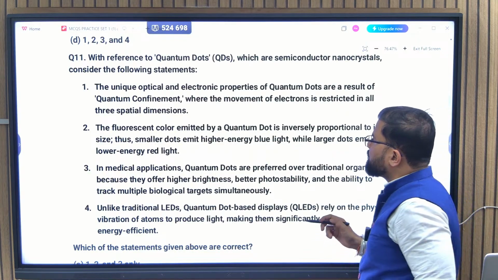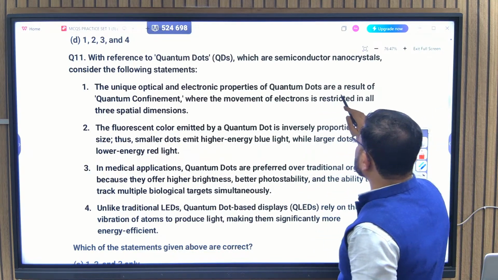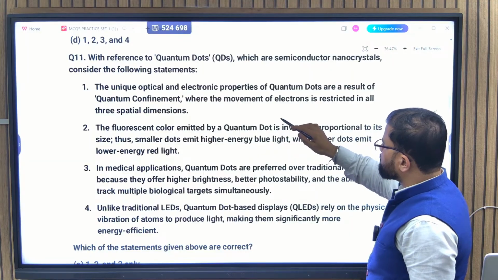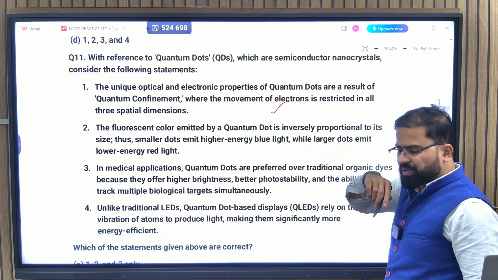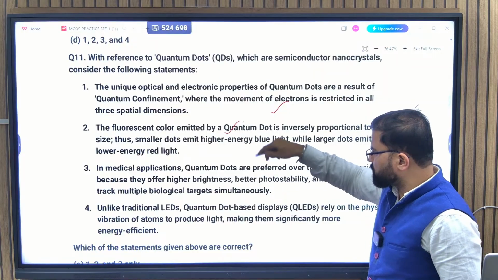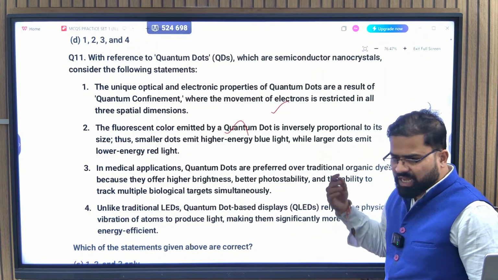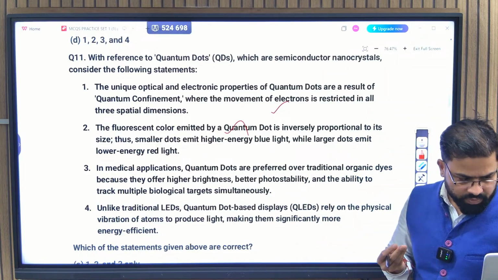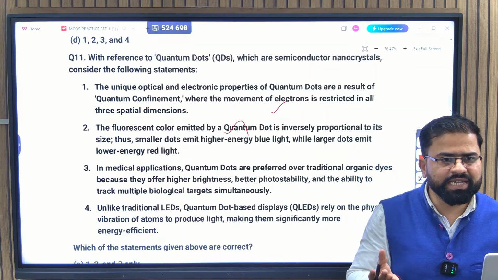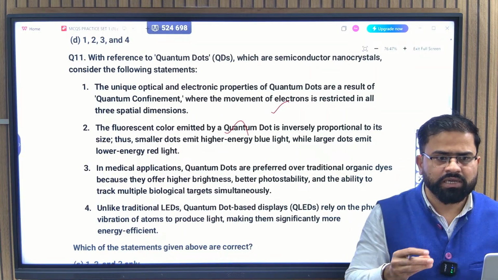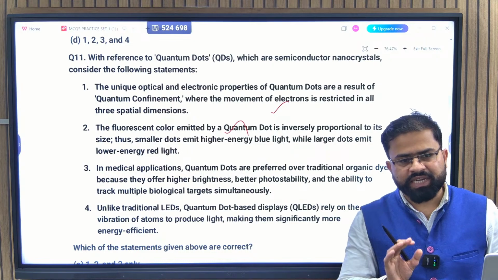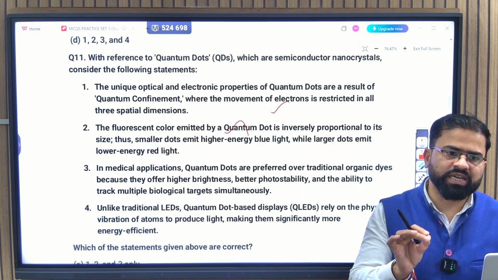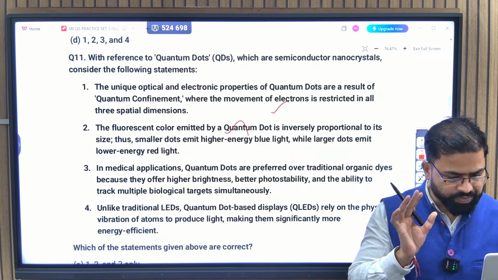Here you can see: the unique optical and electronic properties of quantum dots are the result of quantum confinement, where the movement of electrons is restricted. I have discussed this, this is also true. The color we have discussed, the fluorescent color, this is also true. In medical applications, quantum dots can be used, for example, in MRI. Quantum dots are biocompatible in nature, that means they can be introduced into our body. If we talk about MRI, these quantum dots can be injected so that it can identify if there are any sudden changes, if there are tumors or something like that.